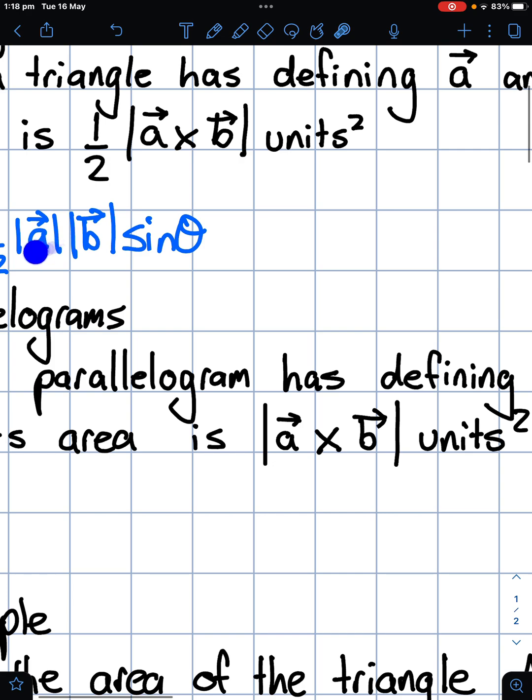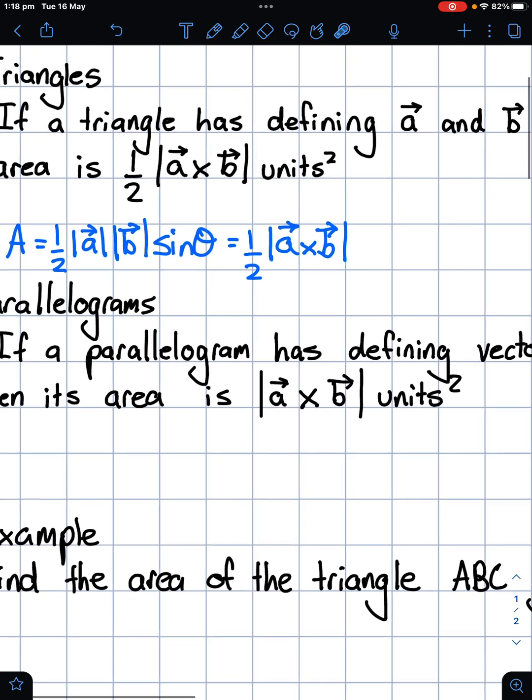Now, hopefully we notice that this identity here is the cross product. So if we were going to calculate the area of a triangle, we can go half A cross B. And if we have the cross product, we can just find the length of this vector and halve it, and we will have the area of that triangle.